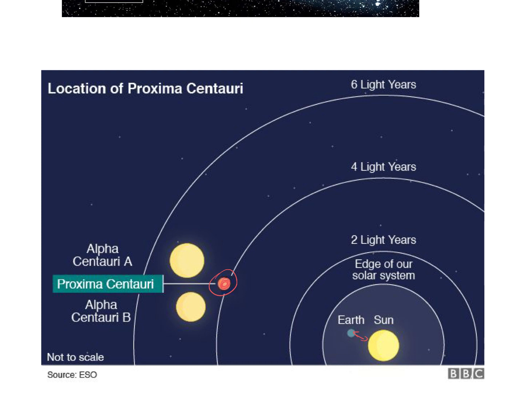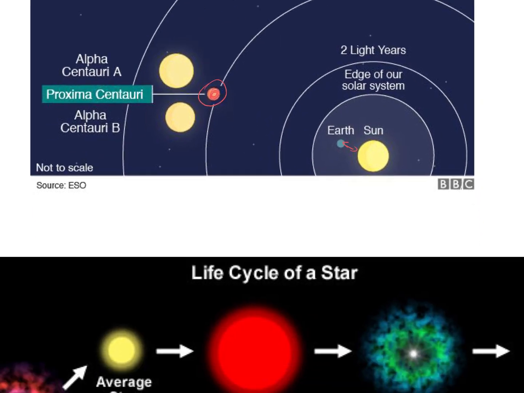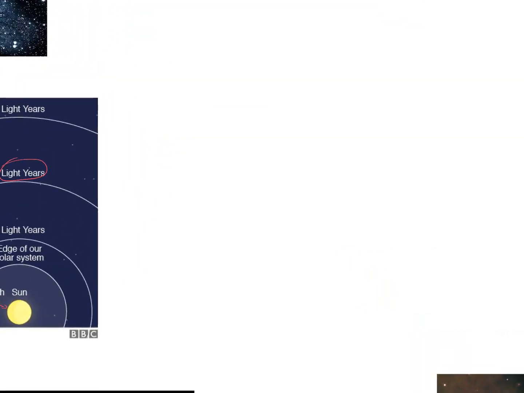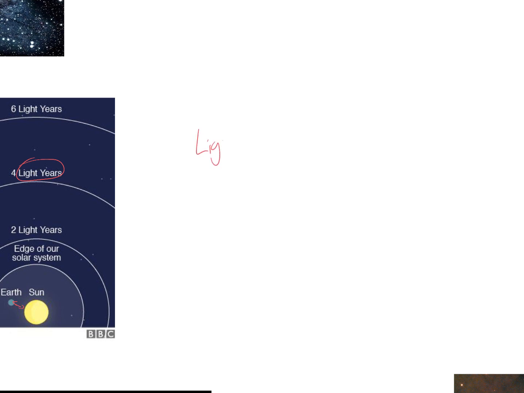Now one way of measuring distance to stars, as I've just mentioned, is the light year. A light year is the distance travelled by light in a year. So you need to know that definition. Light year is not a measure of time. It has year in it, but it's not a measure of time. It's the distance light travels in 1 year. Now you can do some calculations here.